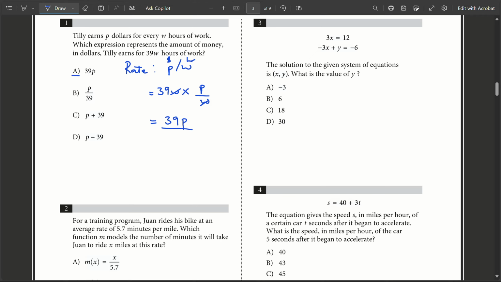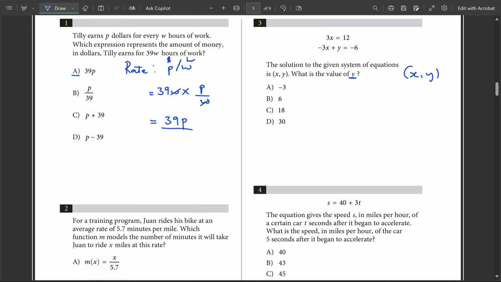Number 3, 3x is equal to 12, minus 3x plus y is equal to minus 6. The solution to the given system of equations is x, y. What is the value of y? All right, so we're given that the coordinates are x, y, and we want to find the value of y.